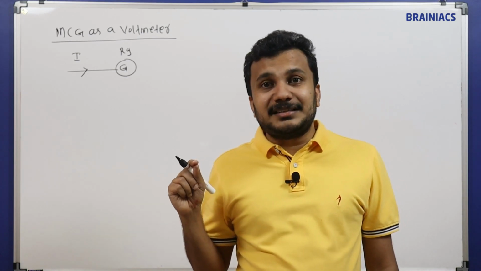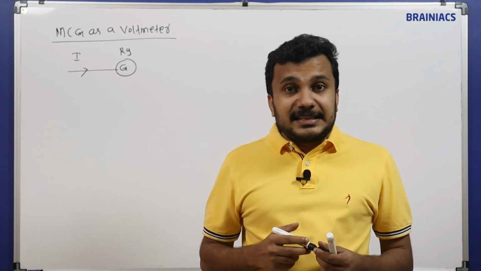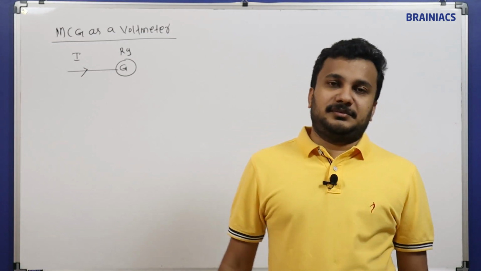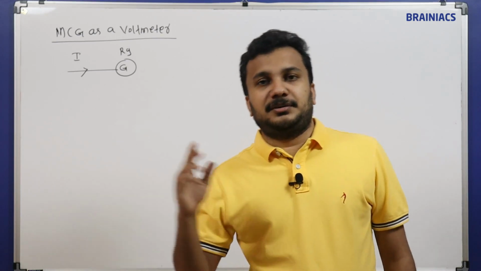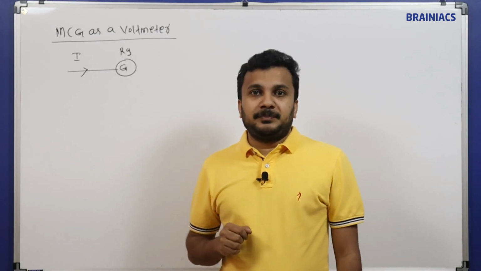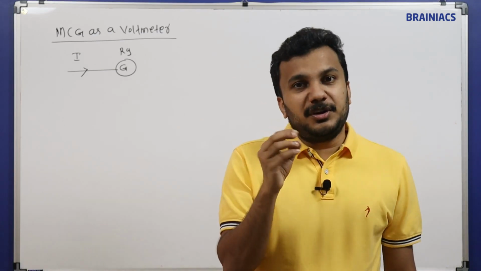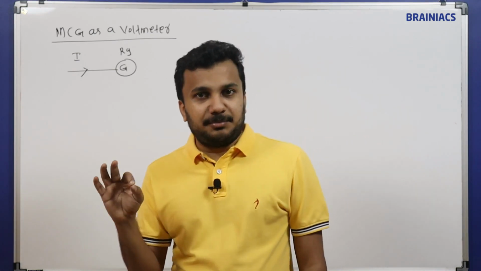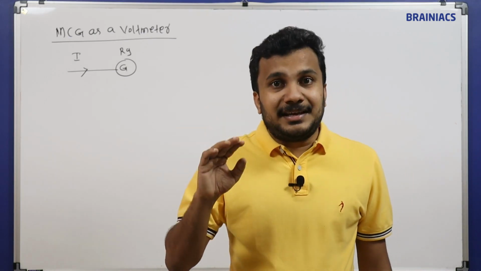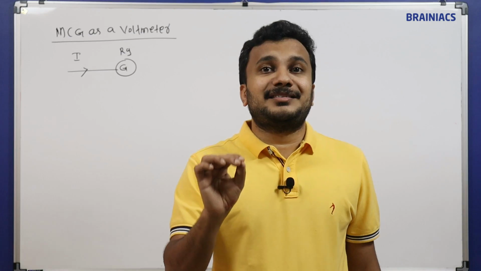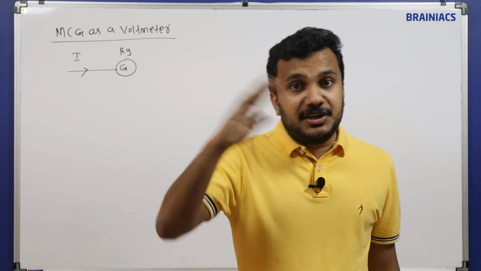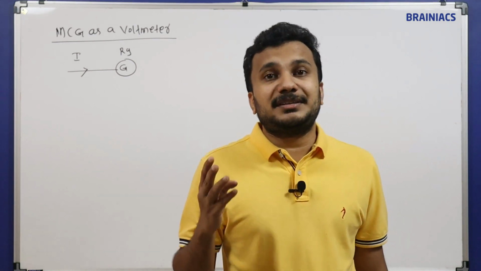Sensitivity, current sensitivity, means what? For one unit of current, how much is the deflection? Phi divided by I is called current sensitivity. One unit means any unit: 1 milliampere, 1 microampere, 1 ampere. For one unit of current, how many degrees the coil will rotate, that is called sensitivity. Voltage sensitivity is, for 1 volt, how many degrees the coil will rotate.